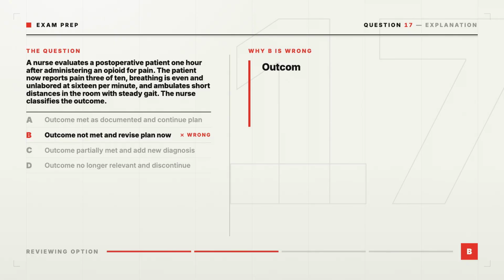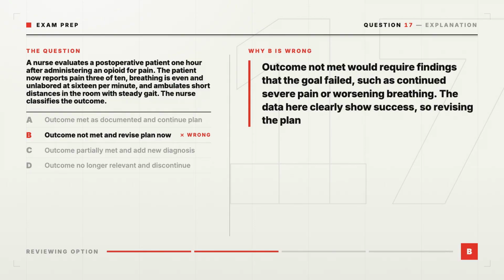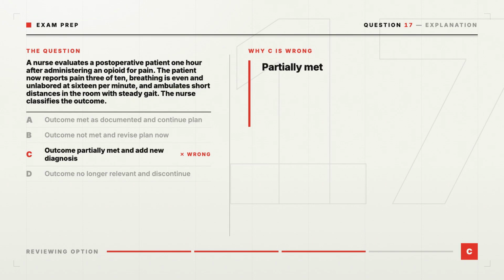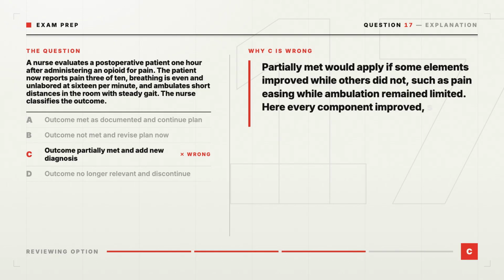B is wrong because outcome not met would require findings that the goal failed, such as continued severe pain or worsening breathing. The data here clearly show success, so revising the plan is unnecessary at this evaluation point. C is wrong because partially met would apply if some elements improved while others did not, such as pain easing while ambulation remained limited. Here, every component improved, so the partial label does not fit the data.